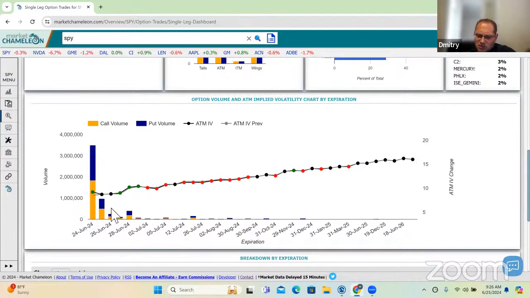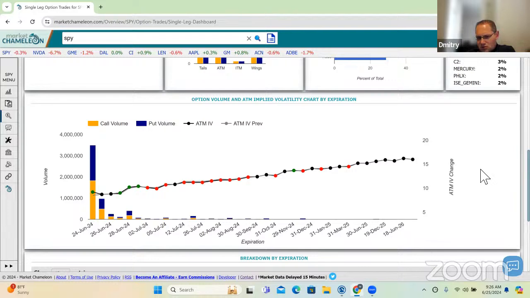And what we also see here, we're almost at the end, is the implied volatility term structure. This big line here is showing where the implied volatility is for at-the-money options.